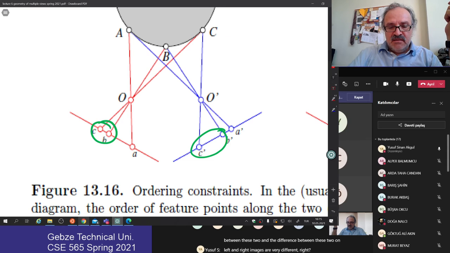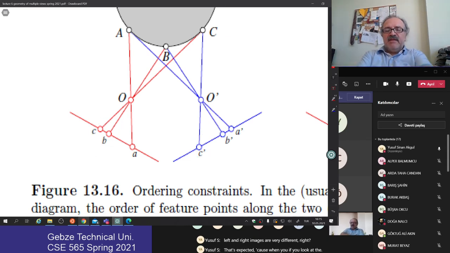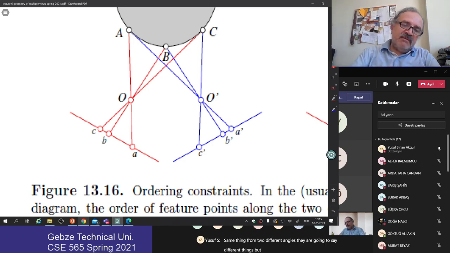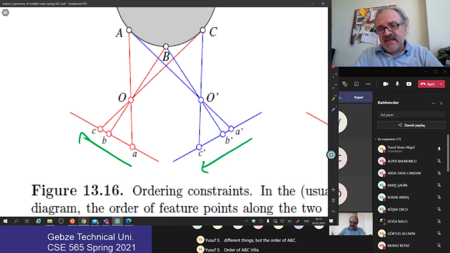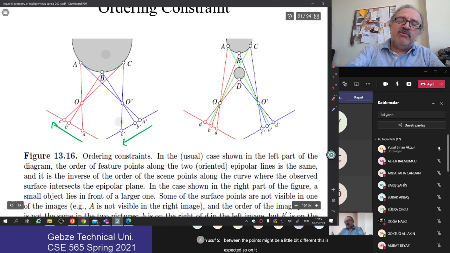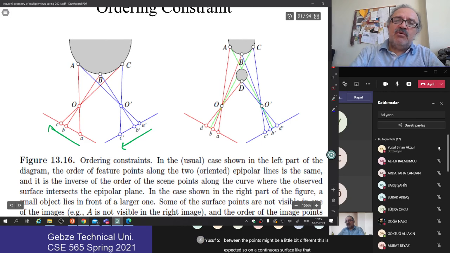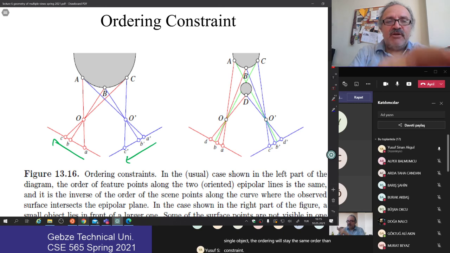That's expected. Because if you look at the same scene from two different angles, you're going to see different things. But the order of ABC will not change. The order is there, but the distance between the points might be a little bit different. That is expected. So on a continuous surface like that, on a single object, the ordering will stay the same, ordering constraint. Ordering will stay the same on an object like that.